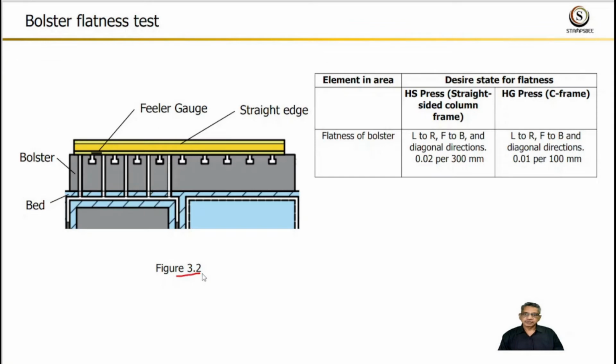Figure 3.2 shows the bolster flatness test. The standard value for straight-sided press is 0.02 mm per 300 mm. Now we will understand the test. The instruments required are a feeler gauge set and a precision straight edge. The method is, first ensure that bed and bolster are in clamp condition. Bolster surface should be free from dent, damage and dirt.